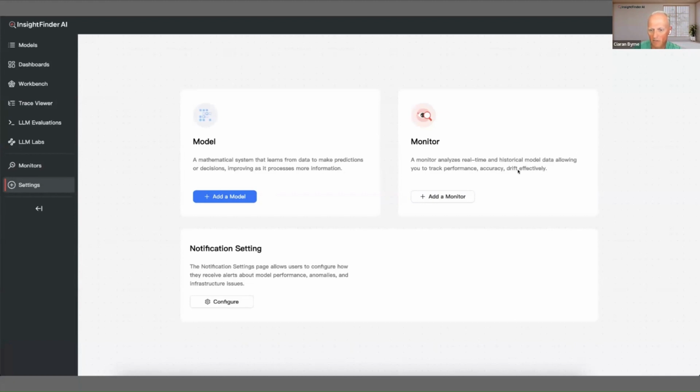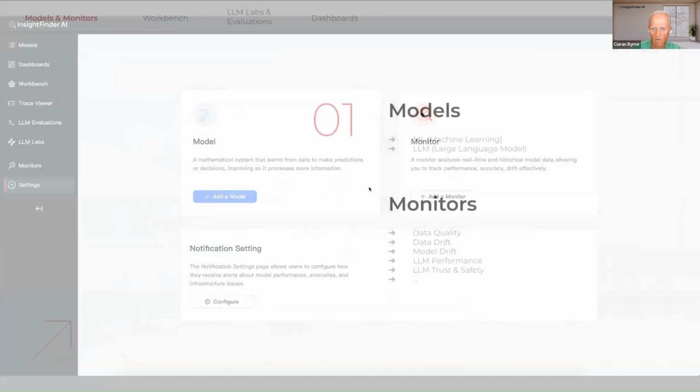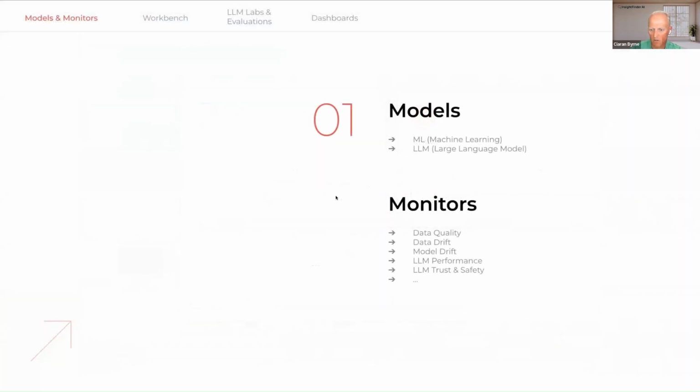And monitors, as I mentioned, are, I'll just go back to this previous slide. Monitors are really, you basically pick your use case. Use case could be data quality drift, model drift, and so on.